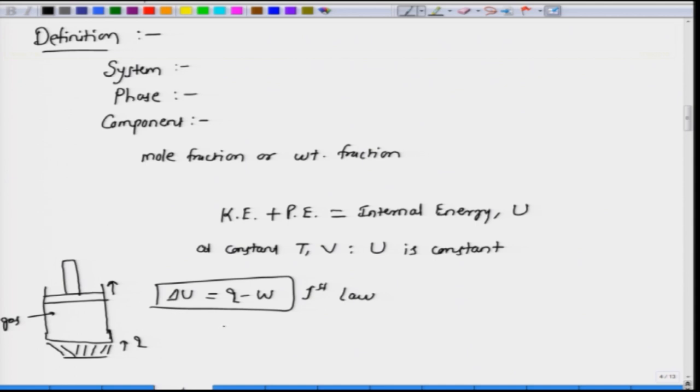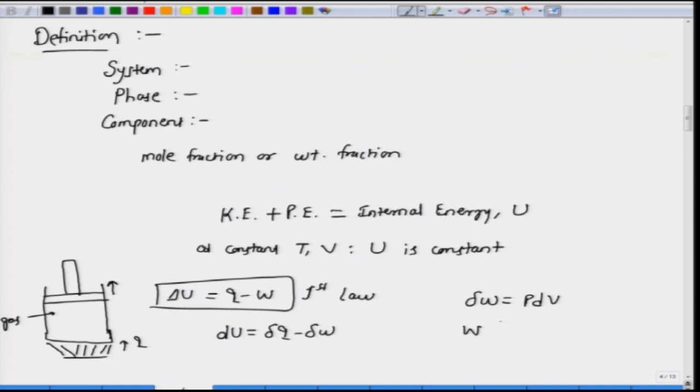If we write in terms of very small changes, we write dU is equal to delta Q minus delta W. dU is the small differential change in internal energy, delta Q is the small heat added, delta W is the small work performed by the system. We write d for U, differential of U, but we write delta for Q and W, the reason being U is a state function, but Q and W are not. For example, delta W is given by PdV.